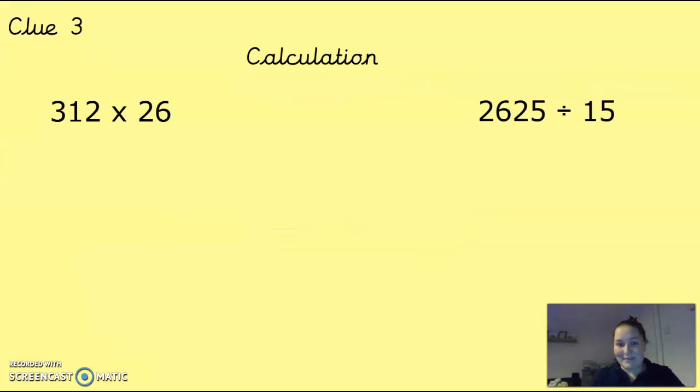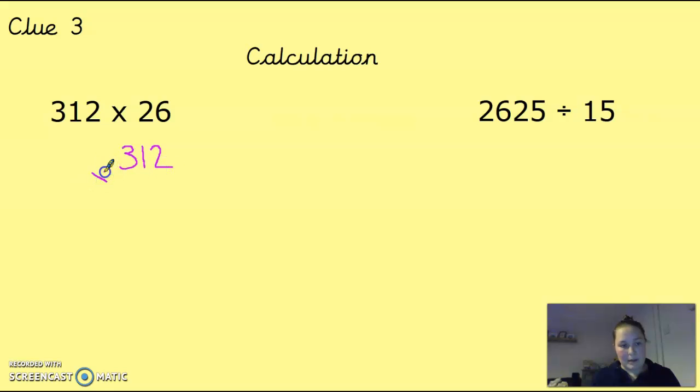Now clue number 3. Here, you are just going to have to do some calculations. So there's some taking and there's some adding, which should be easy enough, but there's also some multiplying and dividing. Now, we took a look at this last week, but in case you didn't do that lesson, or in case you've forgotten how to do it, I'm going to really quickly talk you through long multiplication and long division. Okay, so my multiplication, I'm going to line up to do 312 times 26.